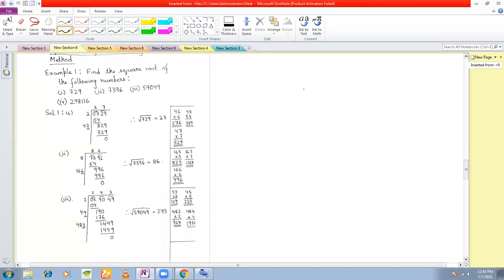So first here, the number is 729, and you need to find out its square root. That is what you need to find out. Now, in order to find the square root of 729, you will first draw this kind of a table.